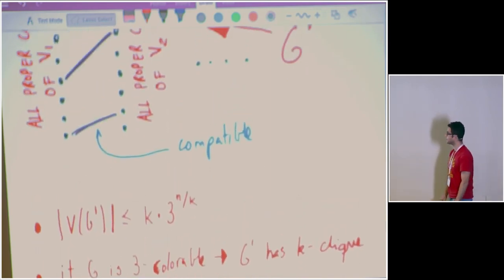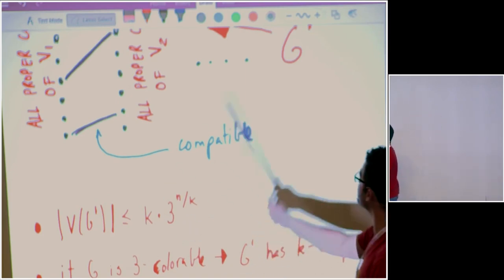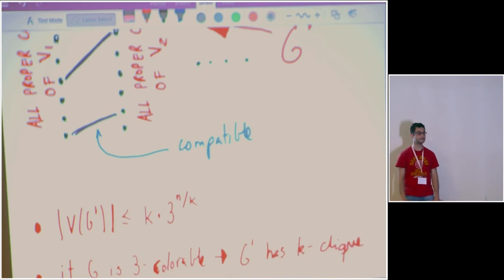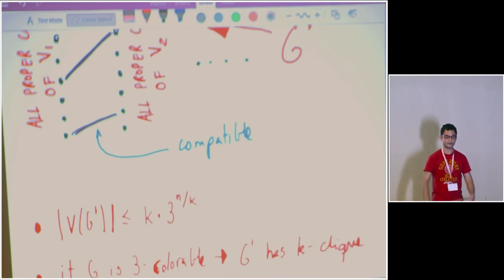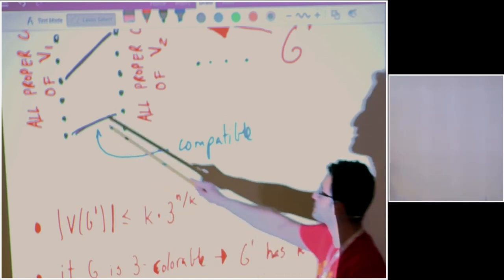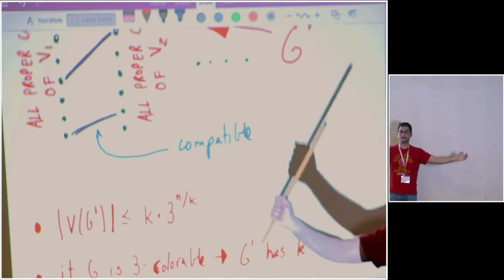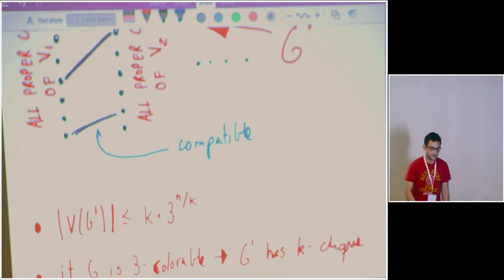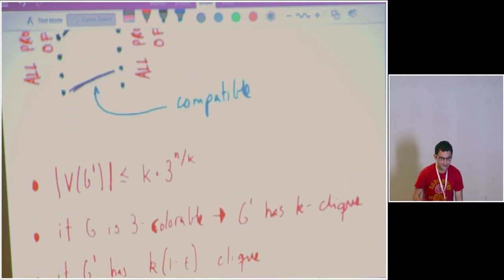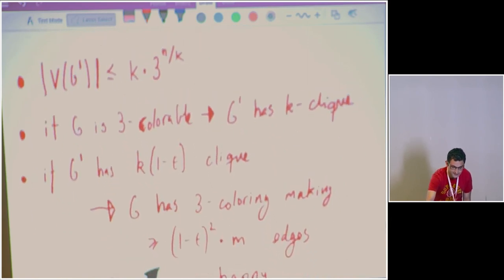So all that remains to do is an analysis. And this is the following. Well, first, the total number of vertices in my output instance is k times 3 to the n over k. Okay? Now, if G is 3 colorable, then I have a k-clique. Well, just take the vertex in every part that corresponds to that part of the coloring, and they're pairwise consistent, so you have a clique. Great. Now, suppose that G prime has a clique of size k times 1 minus epsilon. I actually claim that G has a 3 coloring making 1 minus epsilon squared times m edges happy.